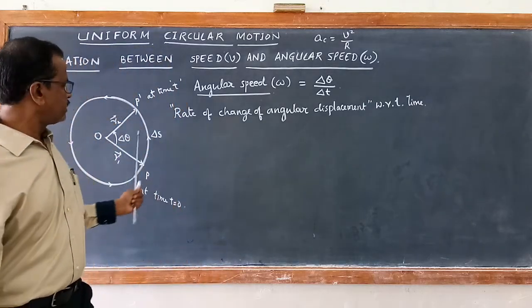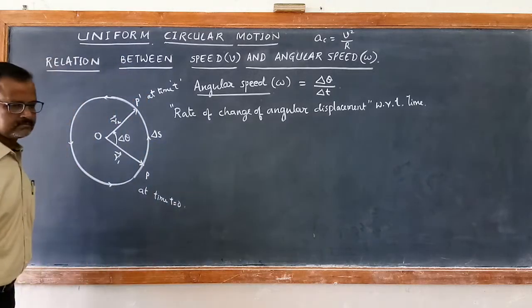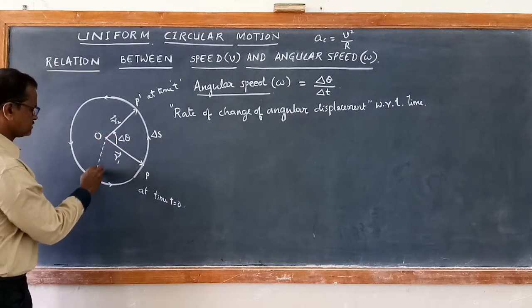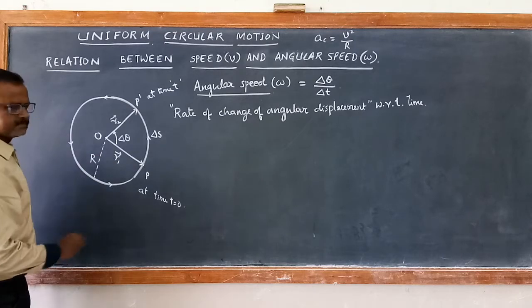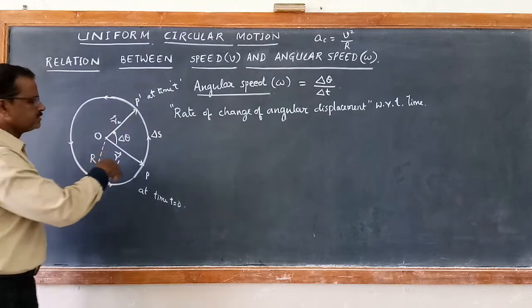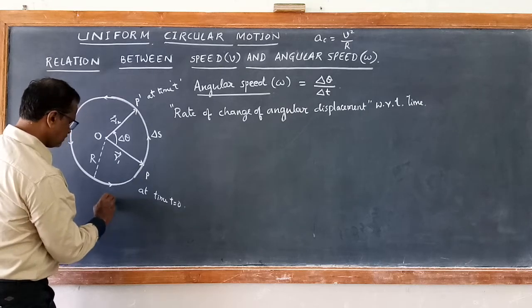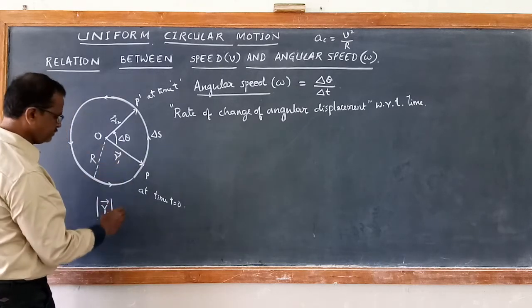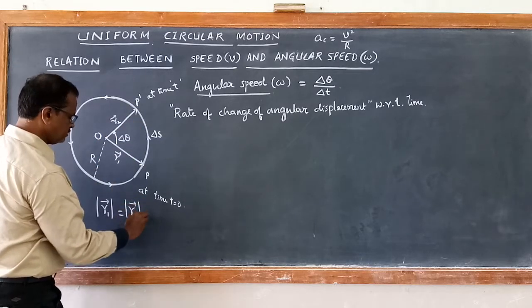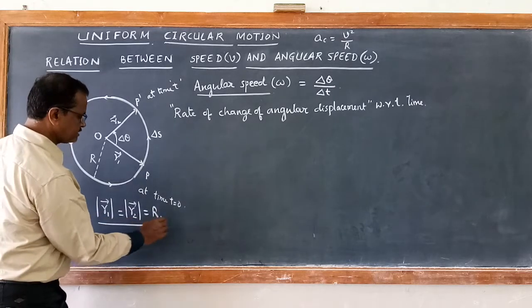Before we go to the linear speed, what is delta theta from this diagram? As we have stated earlier, let r be the radius of this circular path. It means the magnitude of this position vector r1 and the magnitude of r2 is nothing but the radius r.